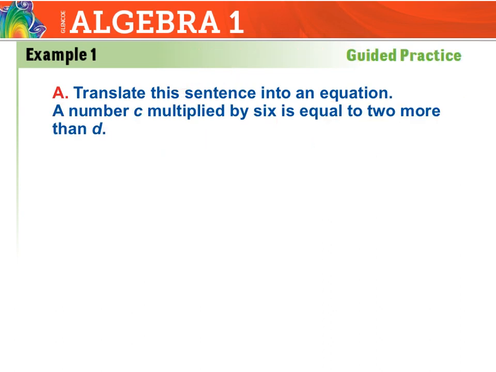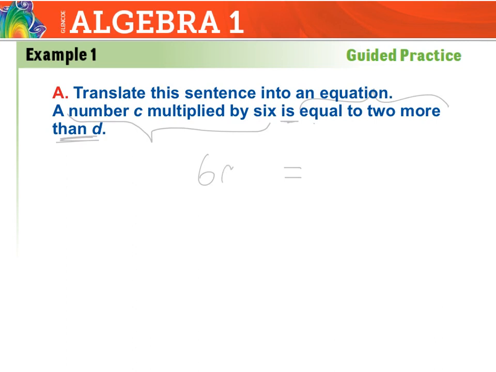Okay, translate this one into an equation. A number c multiplied by 6 is equal to 2 more than d. Again, if it helps you find the breaking point, here's is, so there's my equals. Then we've got this part, and the other part that stretches down over here as well. So the left-hand side is number c multiplied by 6.